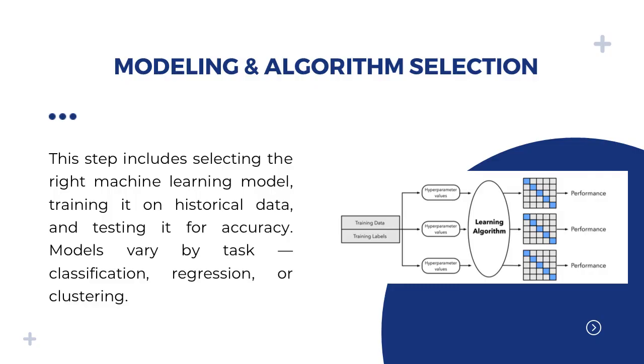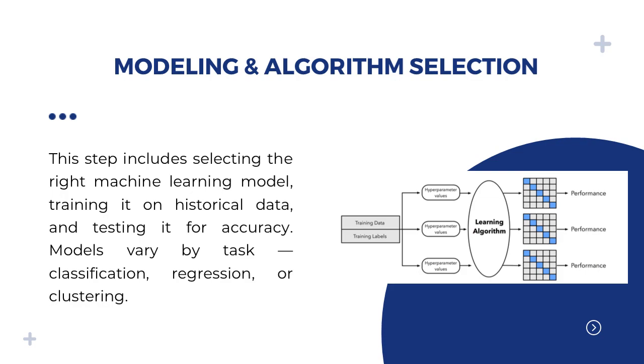Each algorithm has its strengths and assumptions, so it's vital to experiment and evaluate multiple models. The process includes splitting the data into training and testing sets, fitting the model on training data, and validating it using accuracy, precision, recall, or other metrics. Hyperparameter tuning, via techniques like grid search or cross-validation, is often needed to optimize model performance.